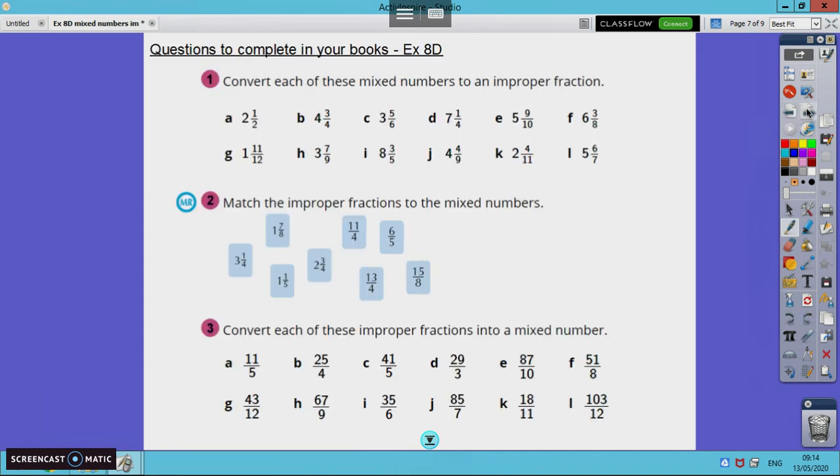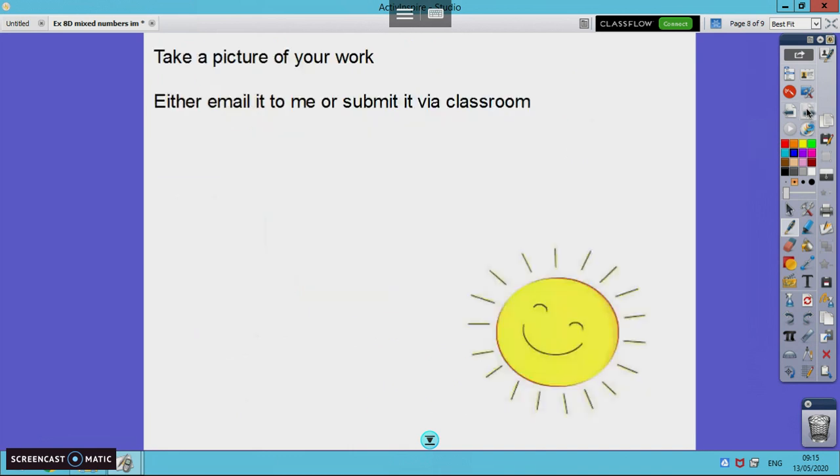So here are the questions I'd like you to do, questions 1, 2 and 3 from exercise 8D. You're converting firstly from mixed number to improper fractions, then you're matching sums up, so you should have 4 pairs for question 2, and then for number 3 you're going from improper fractions to mixed numbers, so a good mixed bag of everything. And you're doing these in your books.